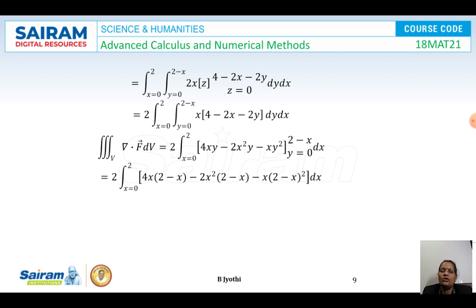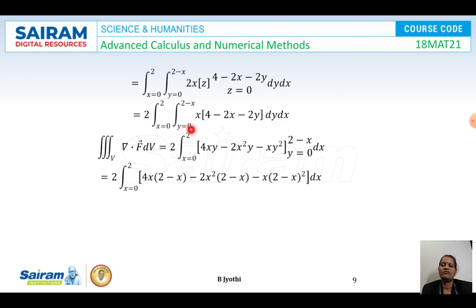So now we integrate this first. 2x z we get, because first we are integrating with respect to z and the limits are 0 to 4 minus 2x minus 2y. When we substitute, z equal to 0 will become 0, only the upper limit will be substituted, and 2 is taken outside, which is a constant. So we get 2x times of 4 minus 2x minus 2y into dy dx.